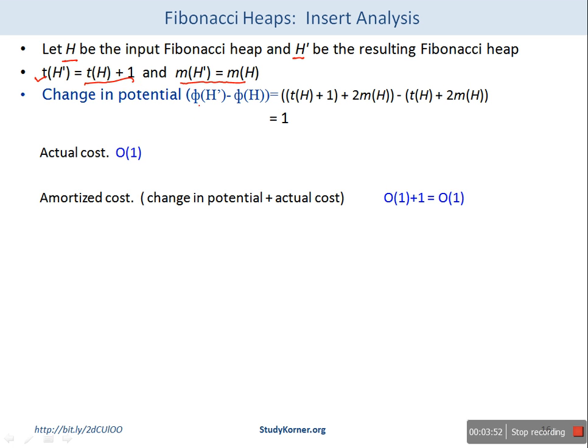So the difference between phi of H' and phi of H: t of H' is t of H plus 1, plus 2 times m of H, and phi of H is t of H plus 2 times m of H. So the difference is equal to 1. We know that the actual cost is also O(1) because we just shift the pointers, and the change in potential is 1. So the amortized cost is the summation of the actual cost and the change in potential, O(1) plus 1, which means the amortized cost of the insertion is O(1).